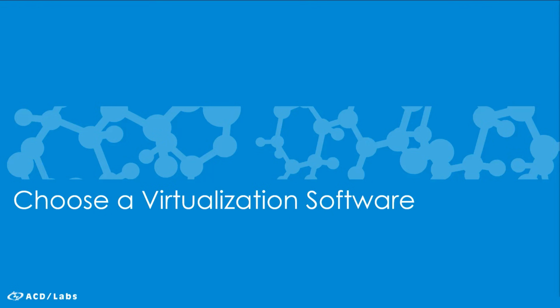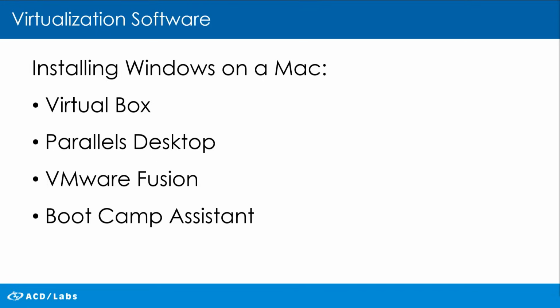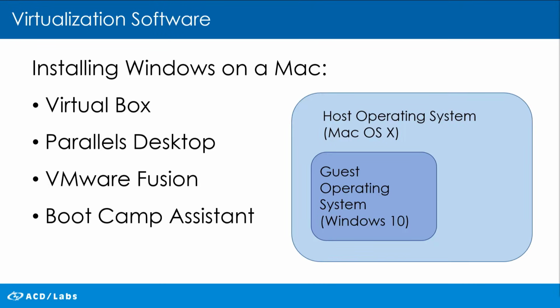Choose a virtualization software. In this set of videos, I will show you how to use VirtualBox to configure and install a Windows 10 virtual machine. Other options are available, such as Bootcamp Assistant for Mac. The virtualization software may have its own system requirements, which you should verify separately. The term host machine refers to the computer where the virtualization software will be installed.